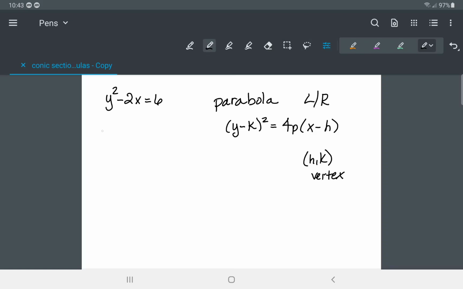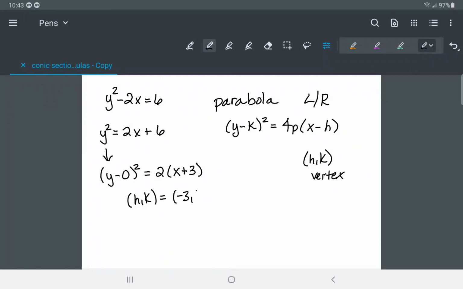We need all the y's on one side, so we get y squared is equal to 2x plus 6. We don't really need to complete the square. We know that y squared is the same thing as y minus 0 squared. We can factor out the 2, and we'll be left with x plus 3 in the other factor. So from here, we can read that the vertex, h comma k, of this parabola is at negative 3 comma 0.